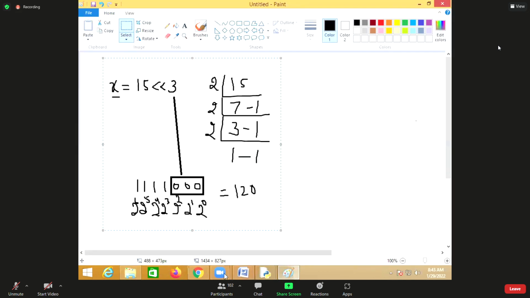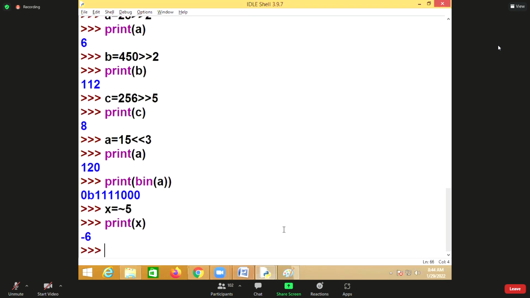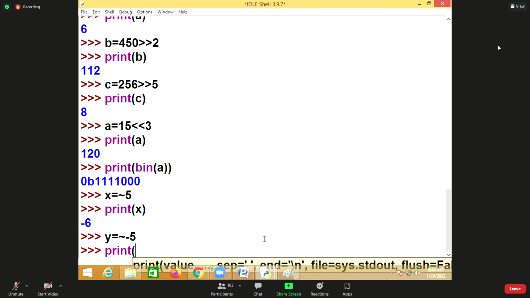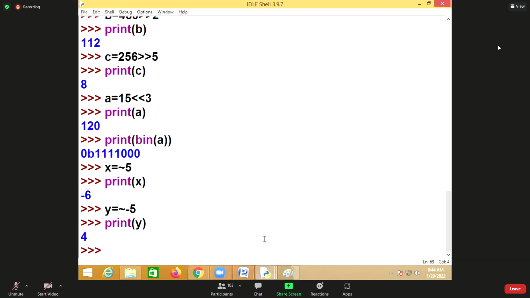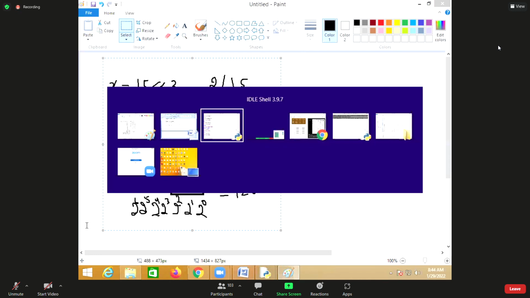For example, just try to see here. Suppose x equal to, if I'm writing x equal to minus of, x equal to 0 to 5, and if I print the x value, what is the x value here? Minus 6. If I'm saying y equal to 0 to minus 5, if I print the y value, what is the y value? 4. So the y value is 4, just see the formula. Minus 5 plus 1 is minus 4. Minus of minus 4 is what? Plus 4.